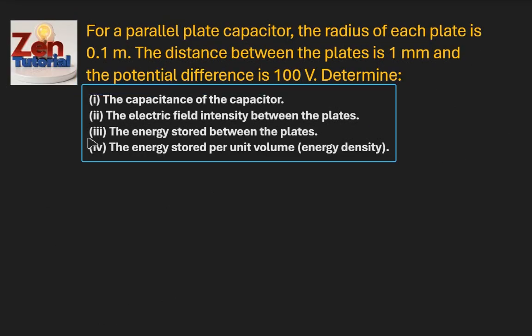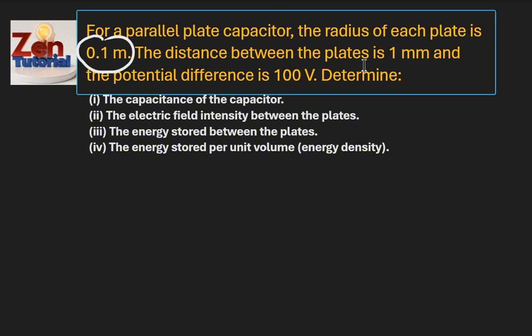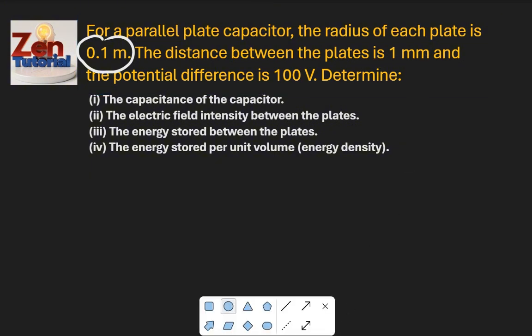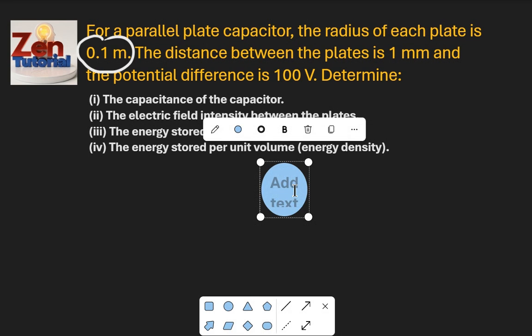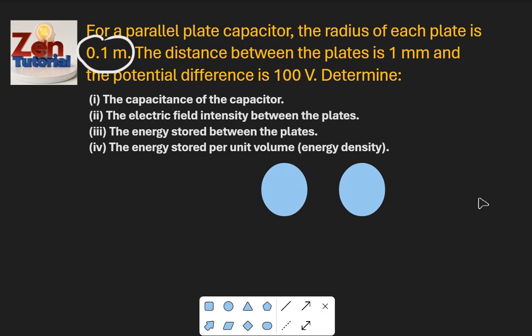Problem: the parallel plate capacitor, the radius of each plate is 0.1 meter. The distance between the plates is 1 millimeter. It means the capacitor, actually this is one plate, let's say this is another plate, and these two plates are circular because the radius of the plate is given as 0.1 meter. So up to this length is 0.1 meter each.